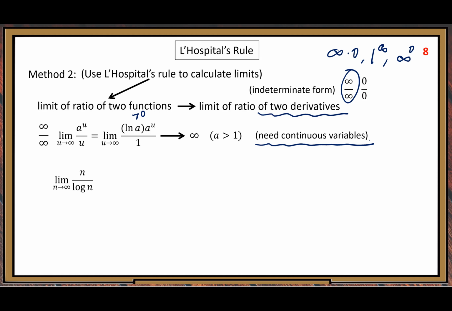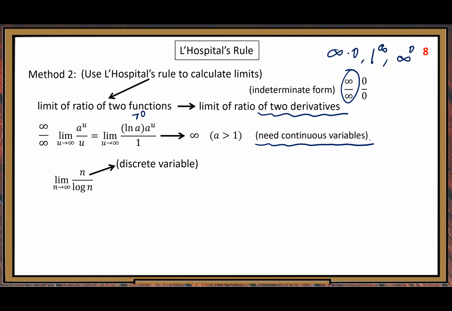So we need to make this step rigorous. Unfortunately, in our textbook, this step is not rigorous. It just takes the derivative on discrete variables. So let me show you how to make it rigorous.